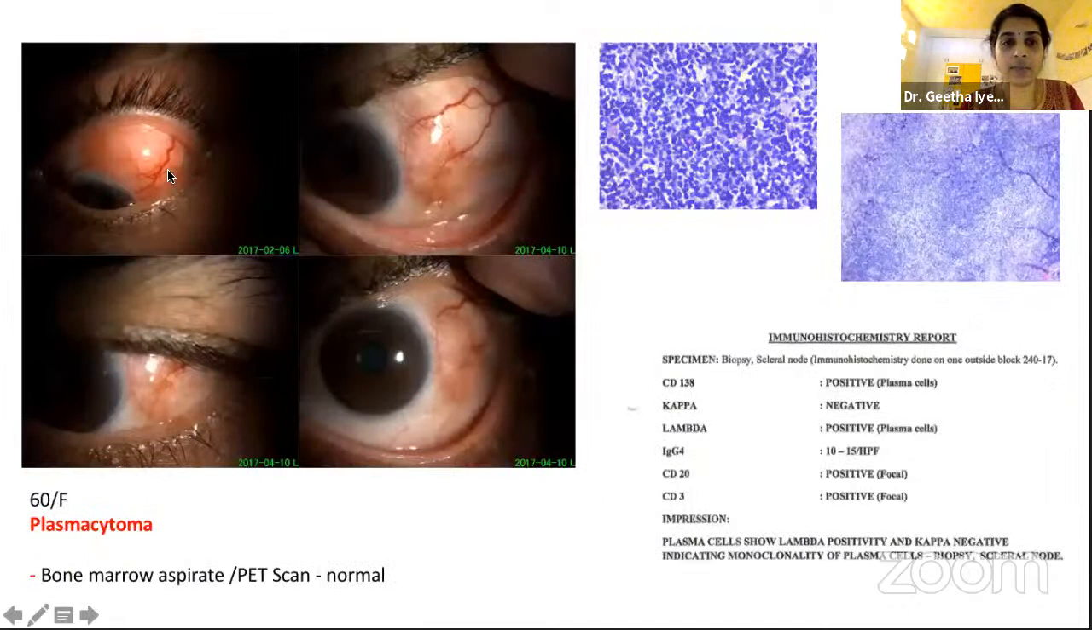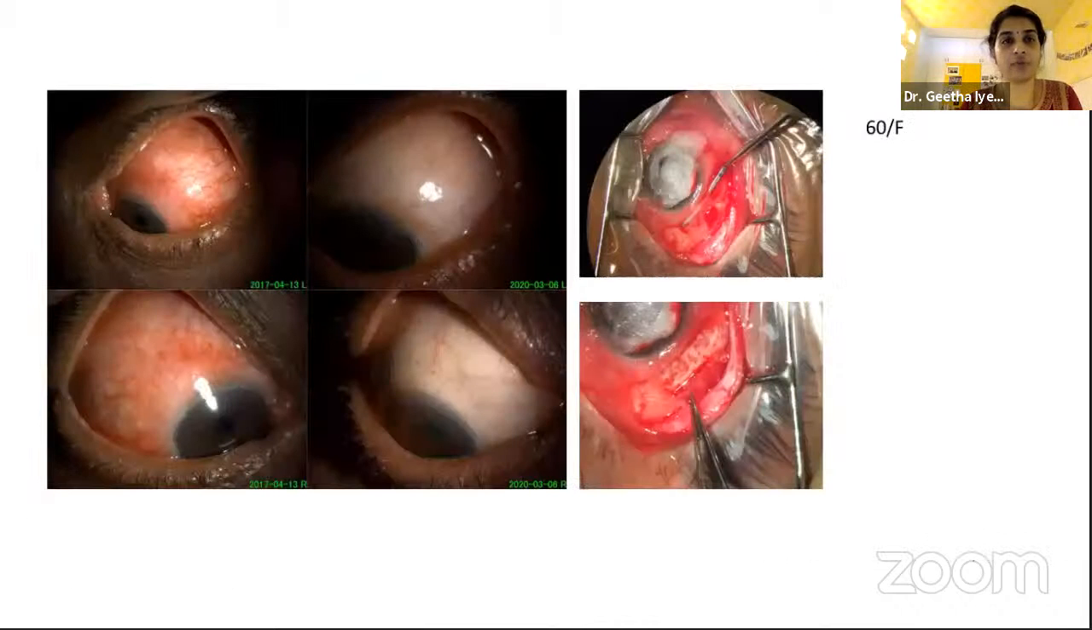This is again another similar lesion, but this turned out to be again monoclonal, but monoclonal for plasma cells, and this was a plasmacytoma. And the hemato-oncologist again asked for a bone marrow aspirate and PET scan, both of which were normal, and the patient is under a regular follow-up.